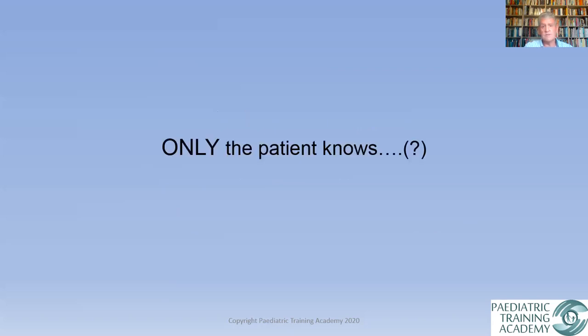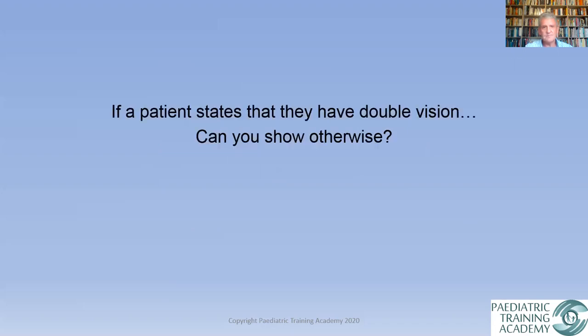So as far as I'm concerned at the present time, only the patient knows if they have diplopia or not. And we have to rely on what our patient tells us to determine or to decide whether they actually have diplopia or not. And another way to put this question is, if a patient states that they have double vision, can you prove, or let's call it, can you prove that they don't? I certainly can't.